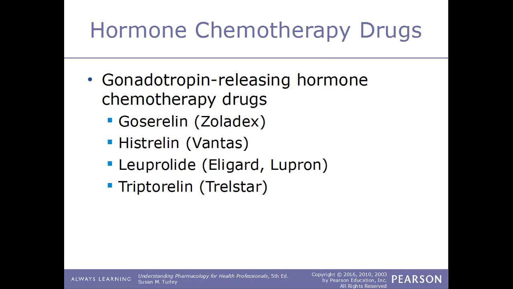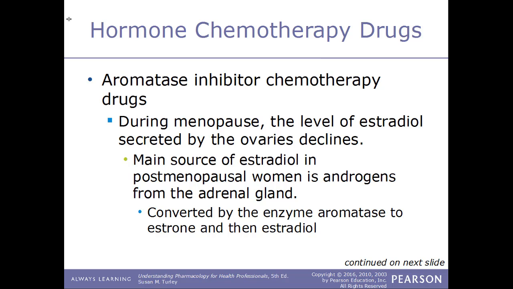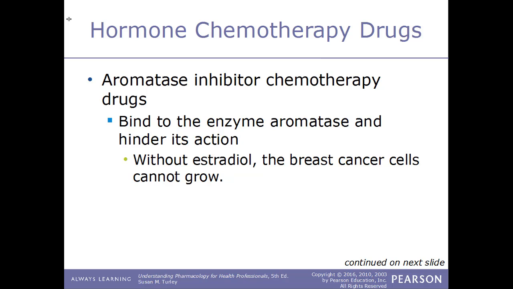Another kind of hormone chemotherapy drug that we'll talk about are the aromatase inhibitors. Now, during menopause, the levels of estradiol that's secreted by the ovaries will decline. And the main source of estradiol in postmenopausal women are androgens from the adrenal glands. So these androgens that are secreted by the adrenals are converted to estrone and then finally estradiol by the enzyme aromatase. So aromatase inhibitors will bind to the enzyme aromatase and then prevent it from working. So without estradiol being created, the breast cancer cells can't grow.